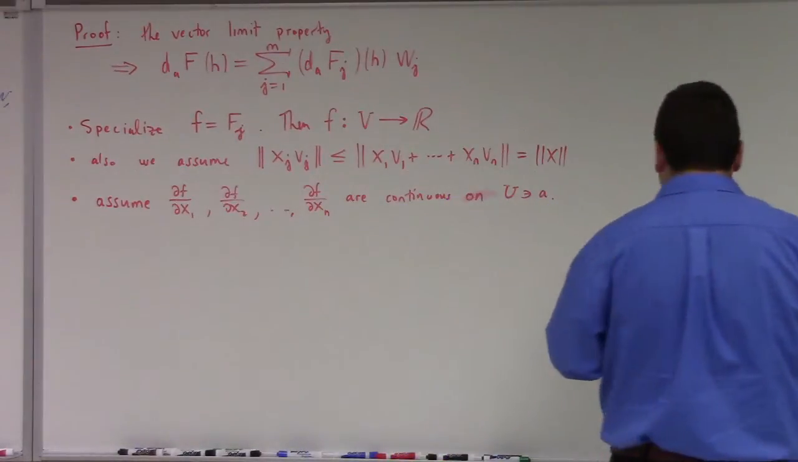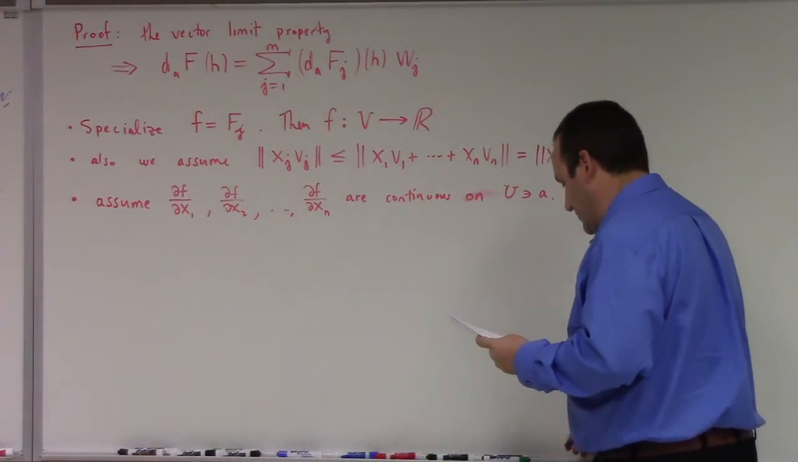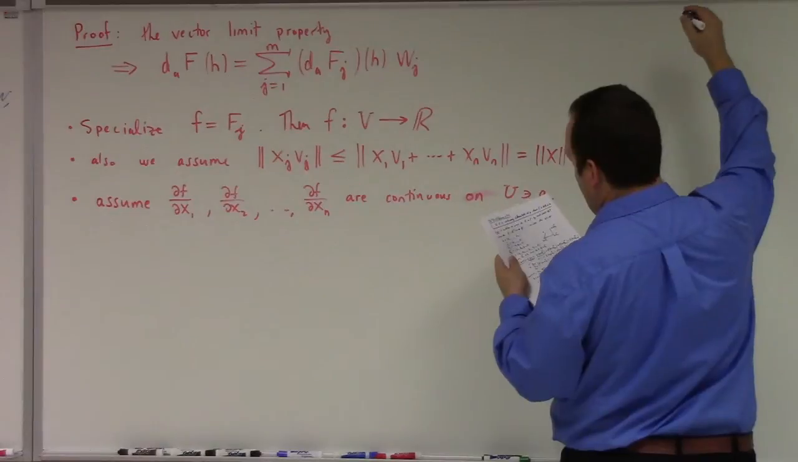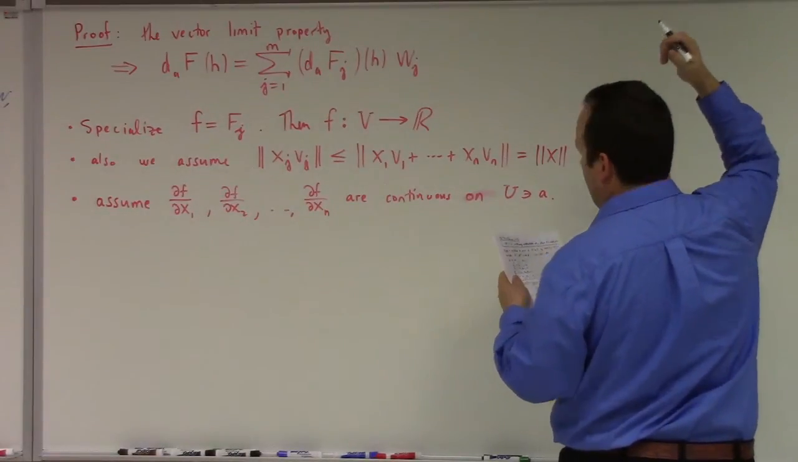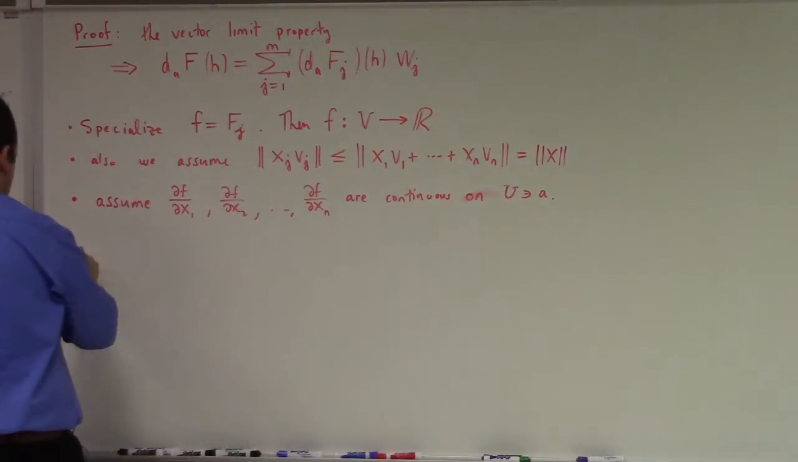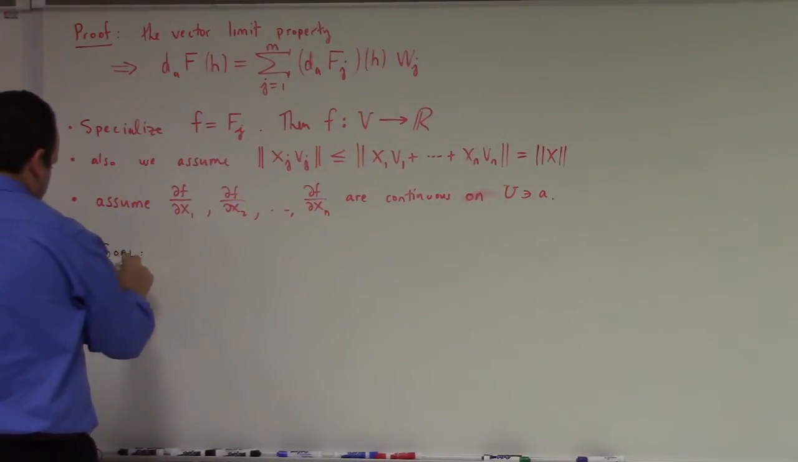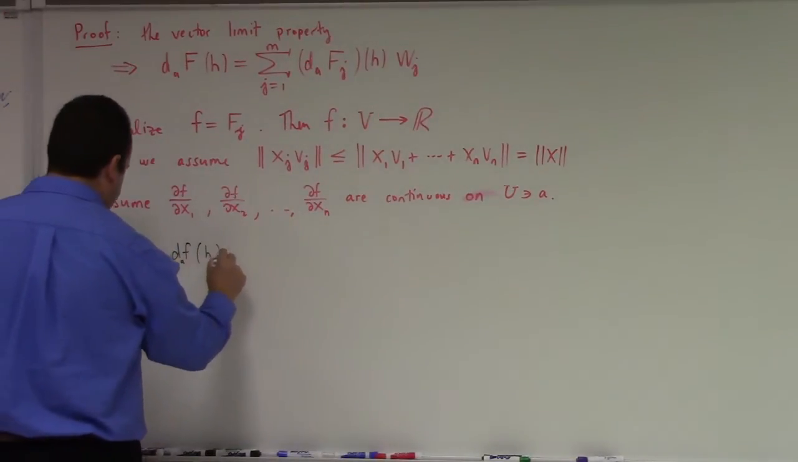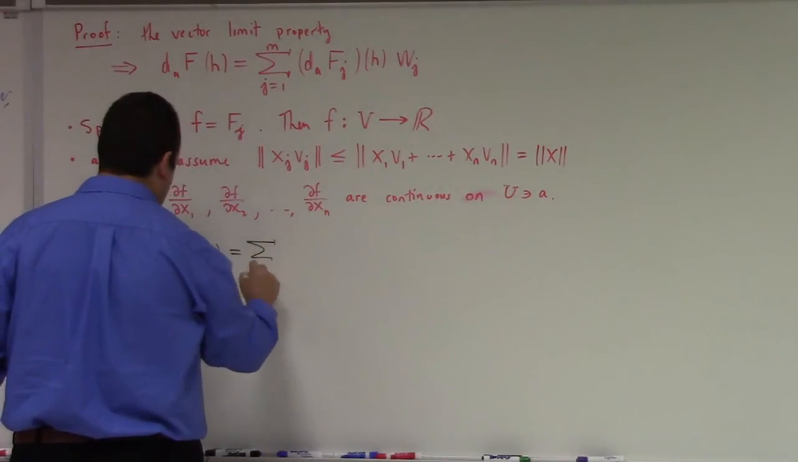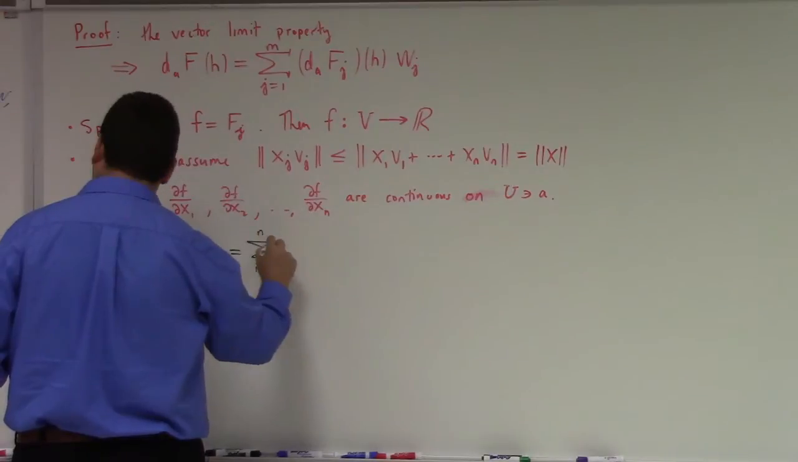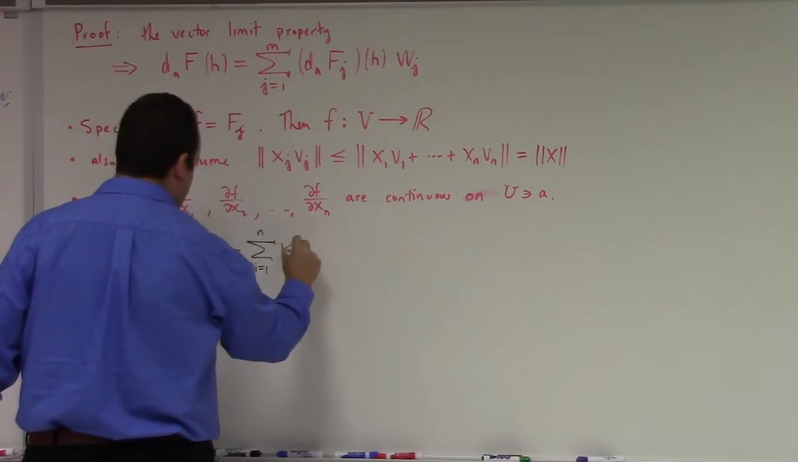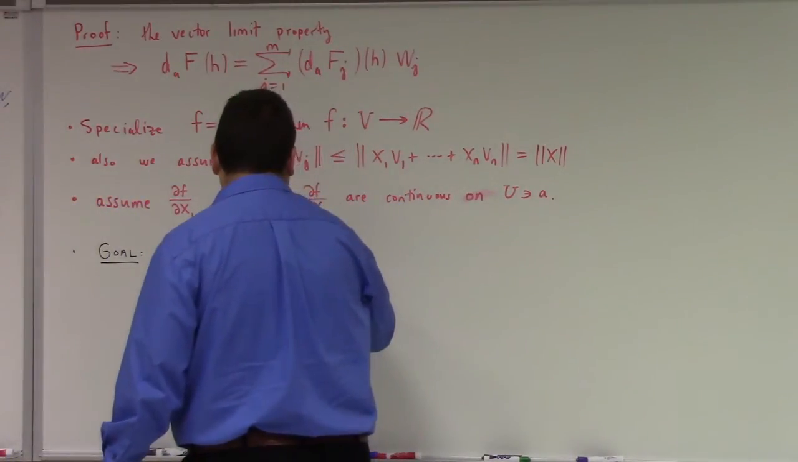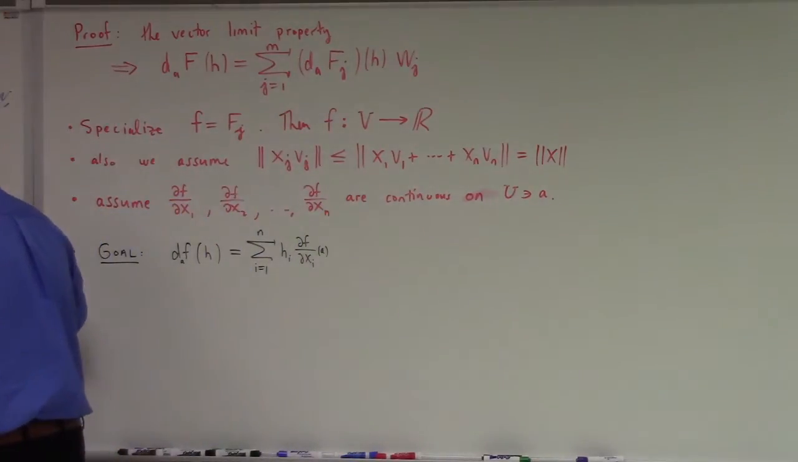So basically, I'm just adapting the proof of Theorem 2.5 in Edwards, page 72, for a normed linear space. So here's the setup. What's our goal? Our goal is to show that df at the point A, defined by the sum from i equals 1 to n of h_i partial f partial x_i, evaluated at the point A. I should really say that.